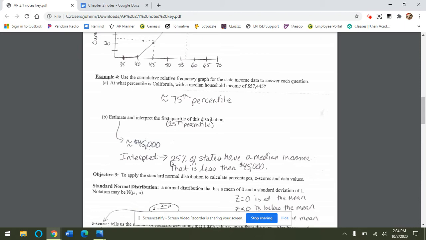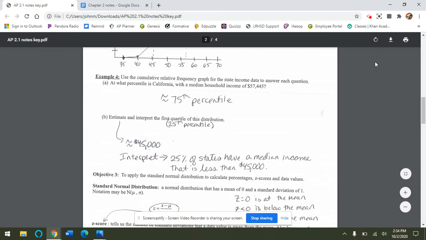Okay, you could also say it's the bottom 25% of states because quartile 1 is 25%. Quartile 2 is really your median, 50%. Quartile 3 would be 75%. So this number would be right at the third quartile as well.